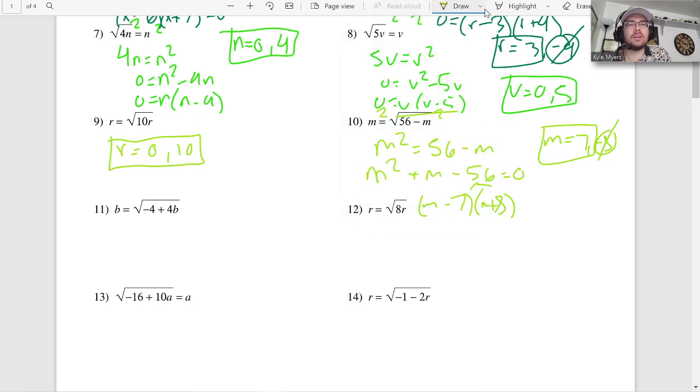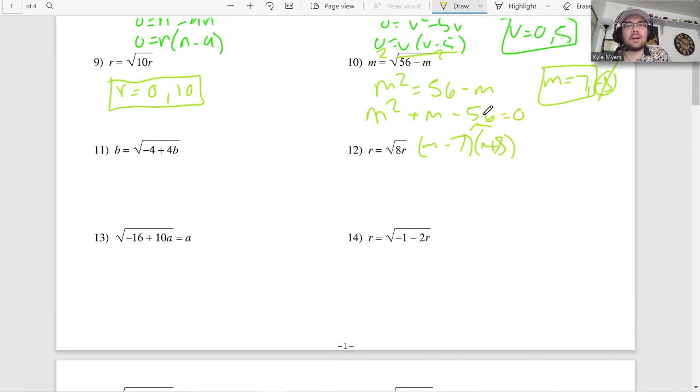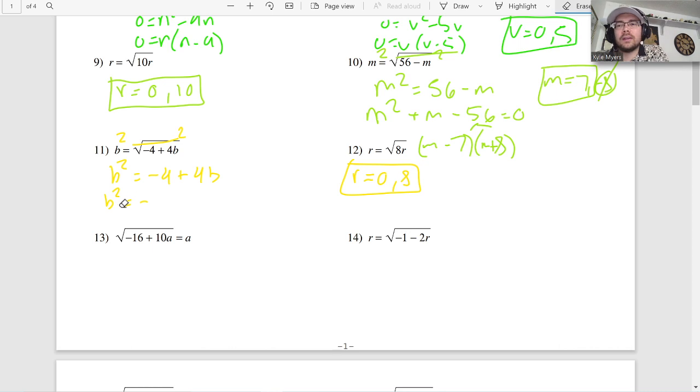All right, so as we go along, notice there's a pattern, right? It's always the same. Like right here, number 12, I'm going to skip to number 12. Look at that, 0 and 8. Boom, done. It's exactly like number 9. All right, this one, square, square. B squared equals negative 4 plus 4b. B squared equals, not equals. Lo siento. Un momento. B squared minus 4b plus 4.